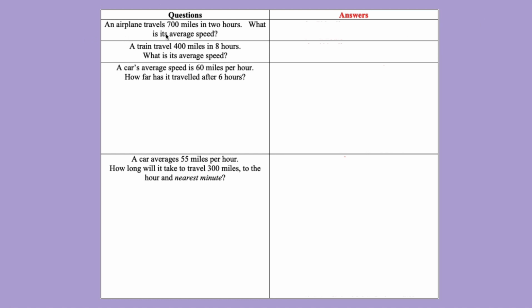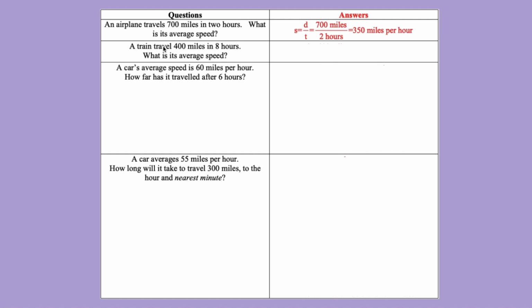So first is an airplane travels 700 miles in 2 hours. What is its average speed? We're given our distance here and our time here. So it would be speed equals distance over time. Our distance is 700 miles and our time is 2 hours. So we divide those, and our answer is 350 miles per hour. This is our speed. So when it comes to these questions, you really want the units to help guide you, and you always want the right units in your answer as well.